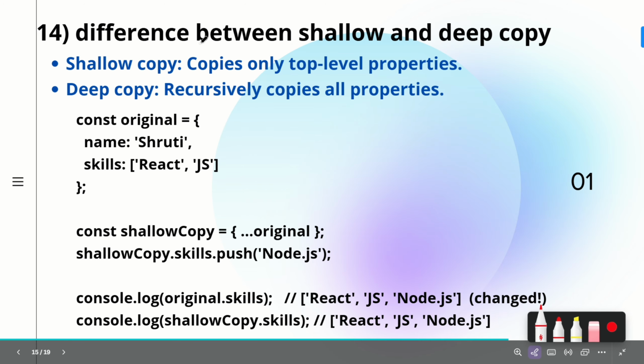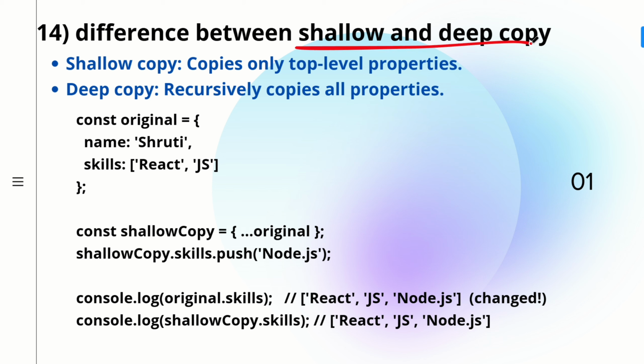Now let's see the 14th question. The 14th question which was asked was, what is the difference between shallow and deep copy in JavaScript? So let's see what is different. A shallow copy copies only the top level properties, whereas a deep copy recursively copies all the properties.